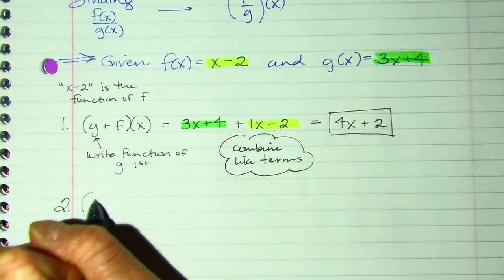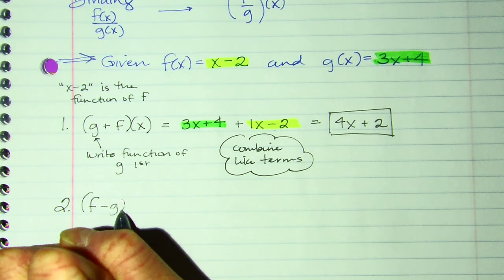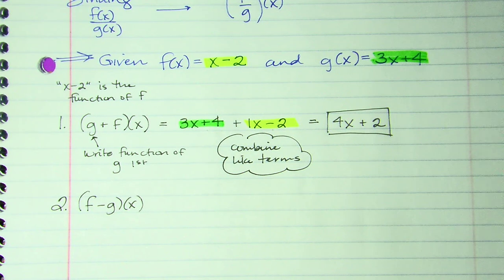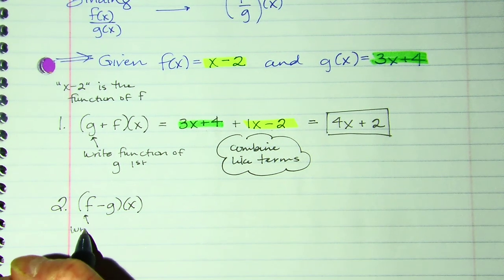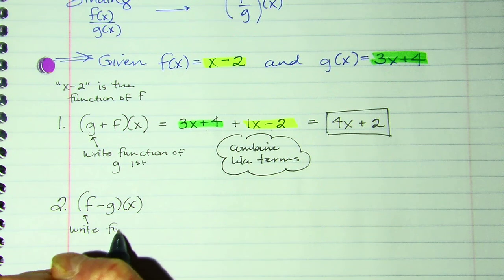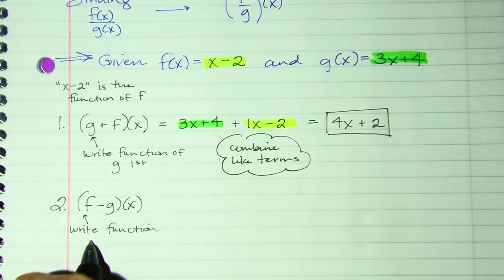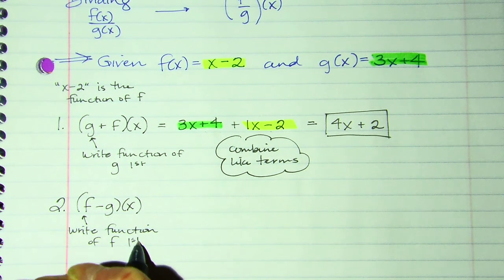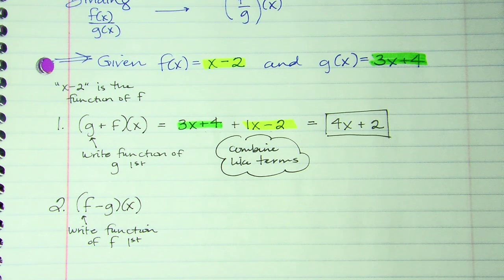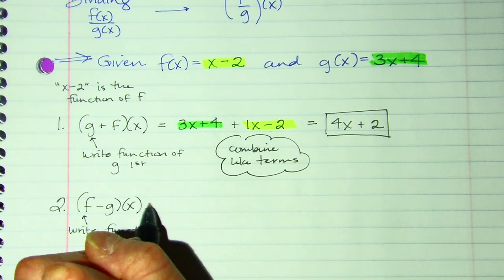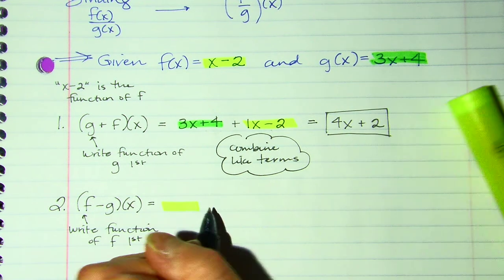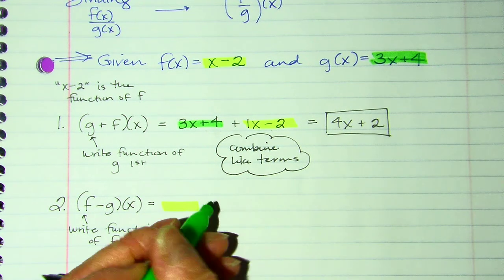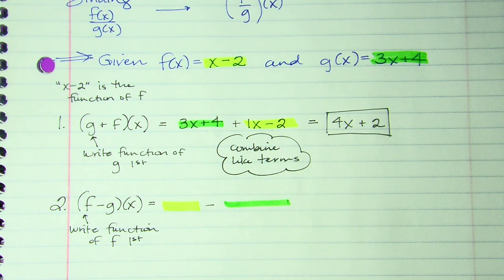What would f minus g of x look like? Now notice they listed f first, so we have to write the function of f first. So that means that I would do f in yellow, minus the function of g. Okay, so here we go.